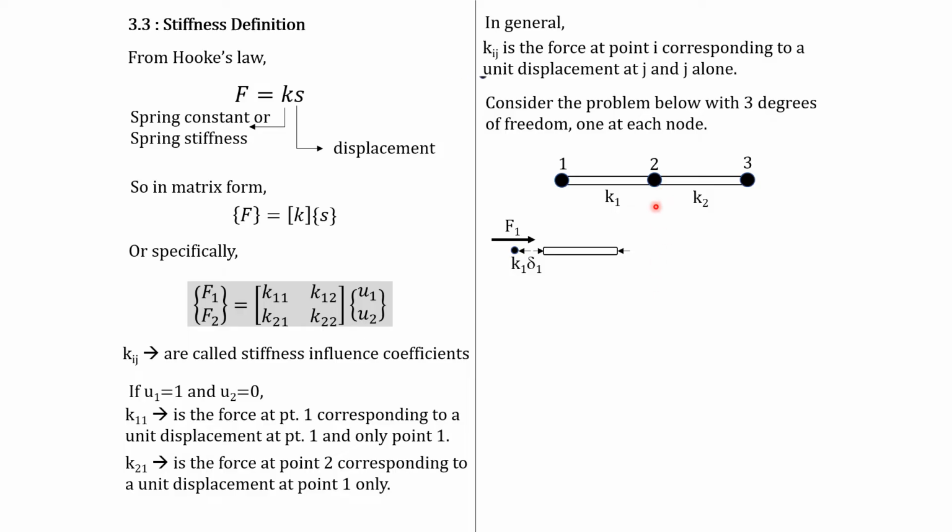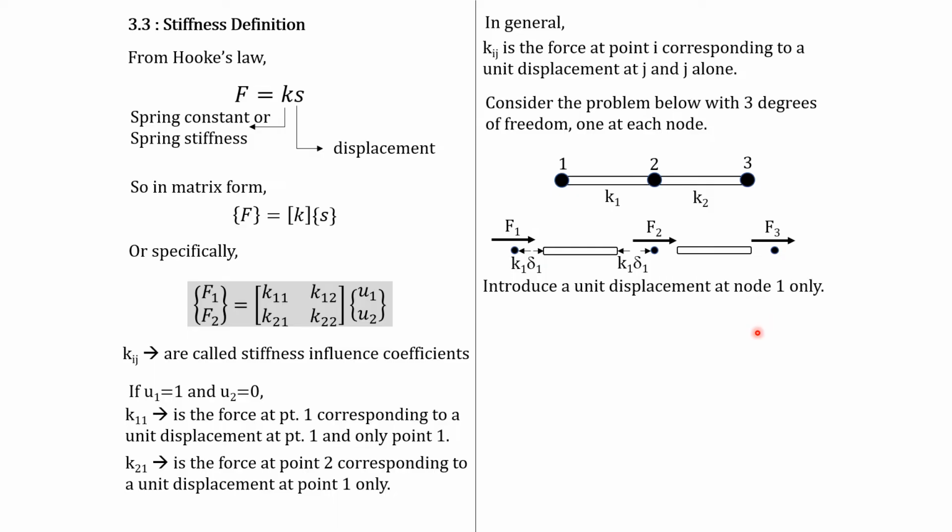Then we draw the free body diagram of node 2, and this is equal to K1 delta 1 also. To maintain equilibrium of this node, we have K2 delta 1. So that's K1 delta 1, and the force to the left is K2 delta 1. This is the free body diagram of this element here. And we have node 3. The force at 3 we will call F sub 3 to the right.